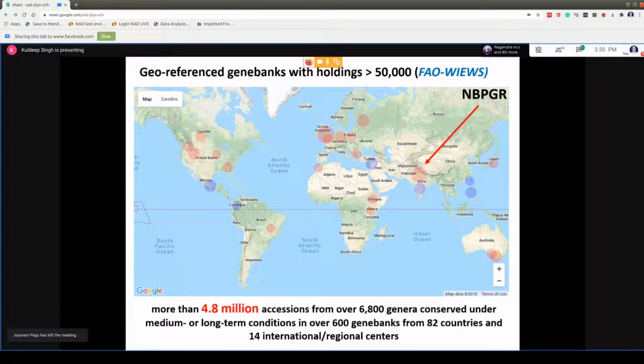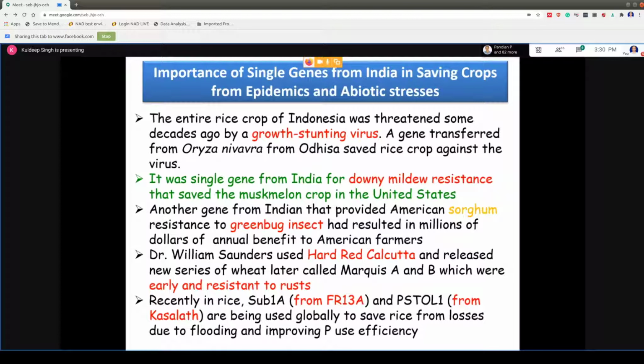And if you see right now, there are almost 600 gene banks in the world. But there are only 20 gene banks which have a storage of more than 50,000 accessions, and those include 12 CG gene banks as well. If we remove these 12 CG gene banks, there are not many countries whose collection is higher than 50,000. I will give you details of how much NBPGR holds. So we are right now the world's second largest gene bank, and we do feel proud as well.